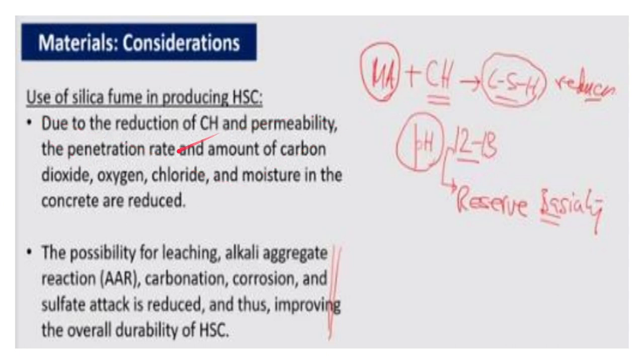Apart from that, due to the reduction of portlandite and permeability, the penetration rate and amount of carbon dioxide, oxygen, chloride, and moisture in the concrete are reduced. Because it makes it watertight, the intrusion of all these is reduced. The possibility of leaching, alkali aggregate reaction, AAR, carbonation, corrosion, and sulfate attack is also reduced. So various types of attacks are reduced because of a denser microstructure, and thus it improves the overall durability of high strength concrete. So silica fume plays a very important role.